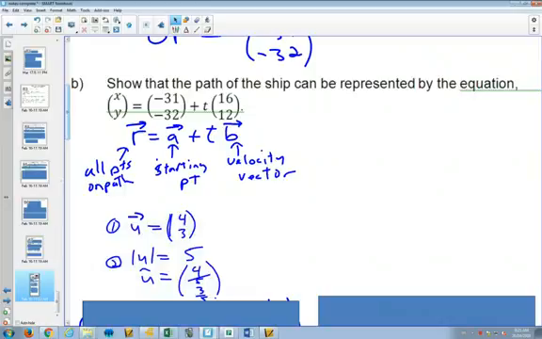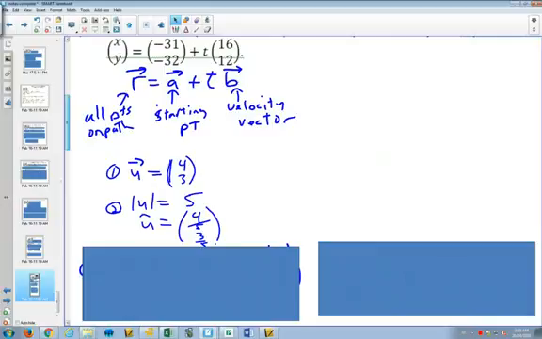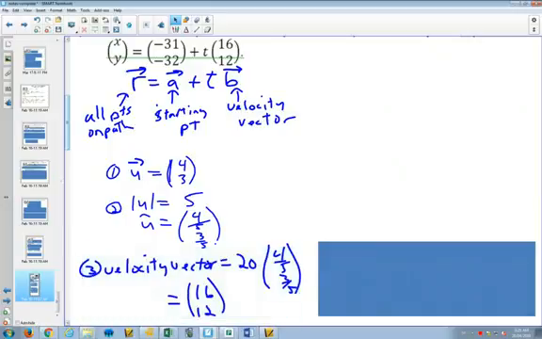We know a direction vector, but that's not our velocity vector. In fact, the length of that direction vector is 5. So if we want our velocity vector, since ours has to have a length of 20, a couple of things you could do. You could make a statement saying, since ours is a length of 20, you need to multiply by 4. Or again, you could find the unit vector like we have here, and then multiply that unit vector by 20. And then you'd find your velocity vector to be 16, 12.